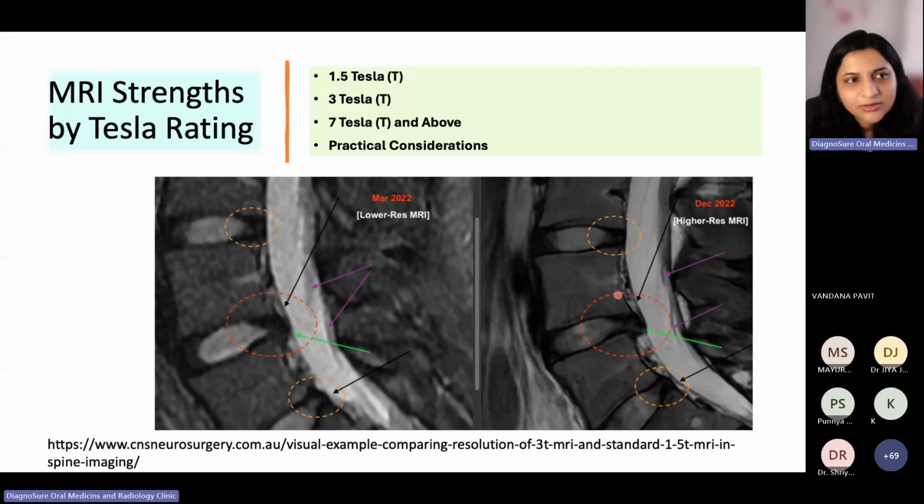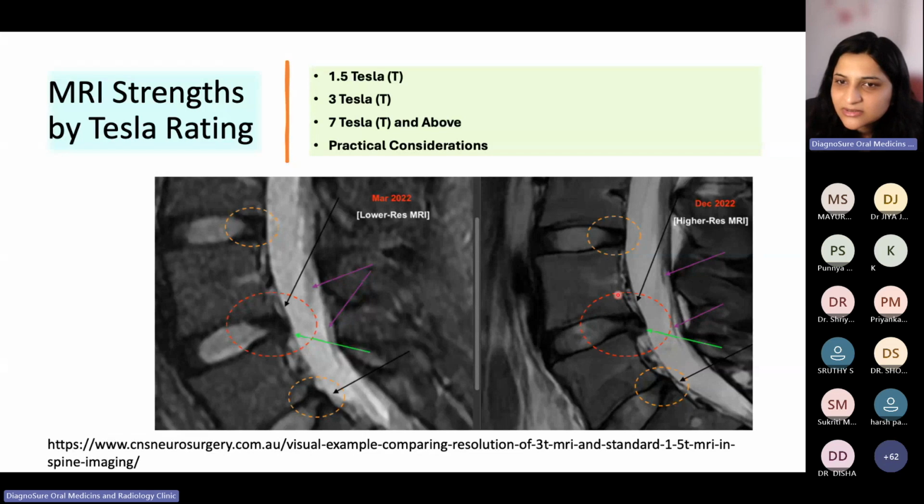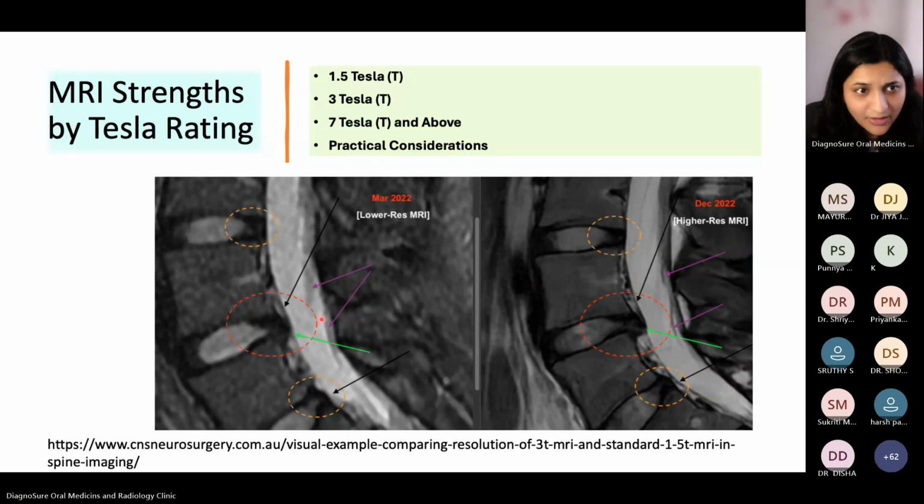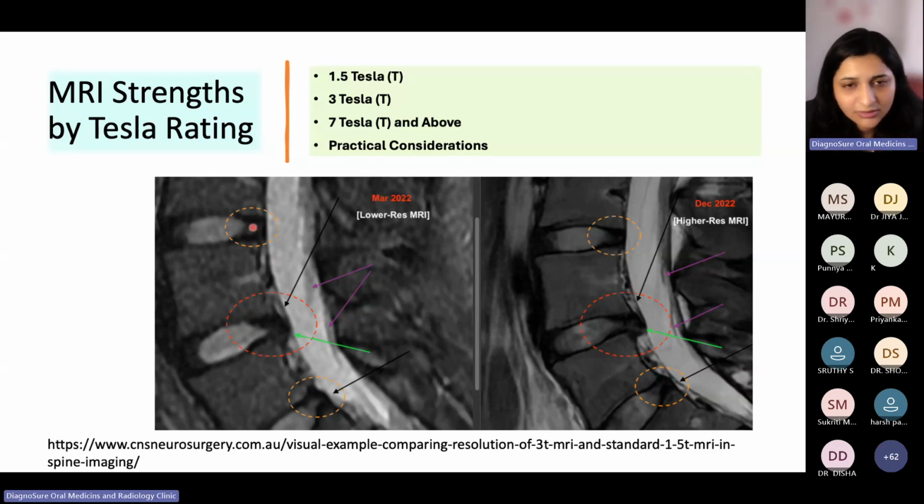There are certain things known as strengths, by Tesla rating. If you see MRI scanners, they have different strengths. The 1.5 Tesla is the strength which is generally used in most of the centers. It gives good overall imaging quality, widely used in clinical practice for general diagnosis. But now with advancement, 1.5 Tesla scanners are being replaced by 3 Tesla scanners. They have higher resolution images, better signal to noise ratio. So this is the 1.5 Tesla image and this is the 3 Tesla image. You can appreciate the clarity of the image. This is 3 Tesla.